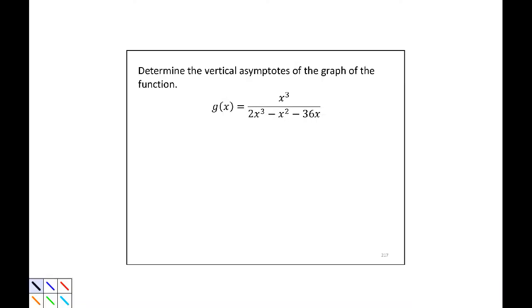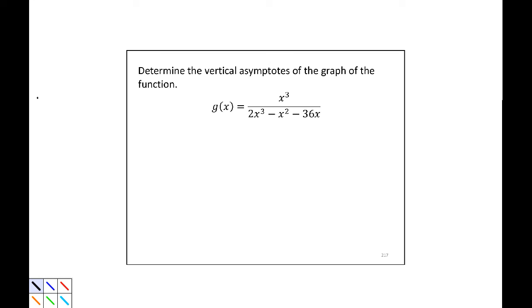To determine the vertical asymptotes of the graph of this function, g of x equals x cubed divided by 2x cubed minus x squared minus 36x. To find the vertical asymptotes, we need to first set the denominator equal to 0 and factor it if possible. So let's do that over here.